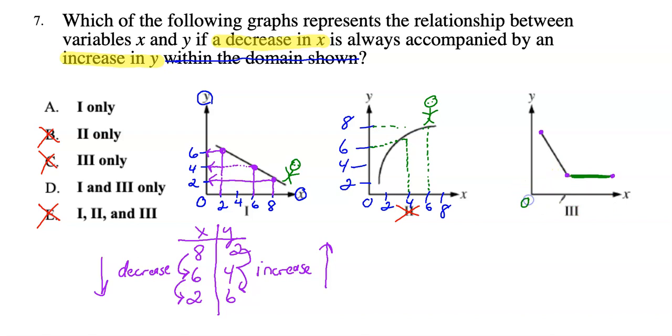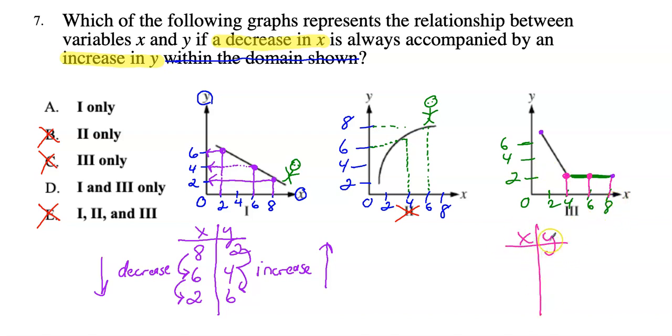Watch. Let's put in some numbers: 0, 2, 4, 6, 8. I'll say this is 2, 4, 6. Now, I'm only concerned with this piece of the graph. I've shown that this piece does fit the description, but the whole graph has to work. So let's see if this piece works. When x is 8, y is 2. When x is 6, I'm decreasing x, y is 2. When x is 4, y is 2.